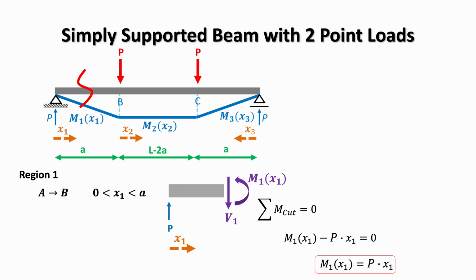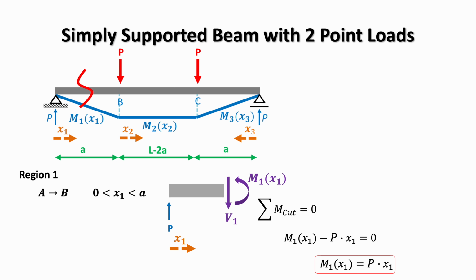At the top of the slide, we remind ourselves of the overall bending moment diagram and the local coordinate systems in each region. Region 1 runs from support A to B and has a length of a. In this region, the local coordinate x1 is measured from A towards B. To determine the bending moment expression in Region 1, we isolate a section at an arbitrary distance x1 from support A. The free body diagram of this cut section is shown at the bottom of the slide.